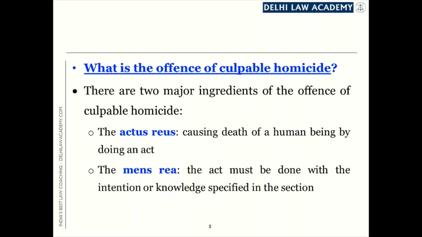We find from section 299 that there are two major ingredients of this offense. The actus reus, which means the guilty act, and the guilty act here is causing death of a human being by doing an act. The second component is the mens rea, the guilty mind. Section 299 says that the guilty act must be done with the intention or knowledge which is specified in the section.